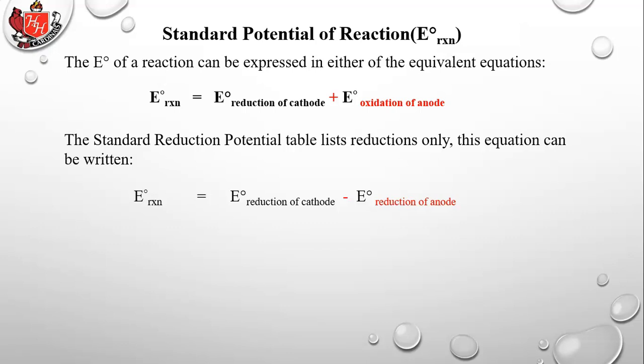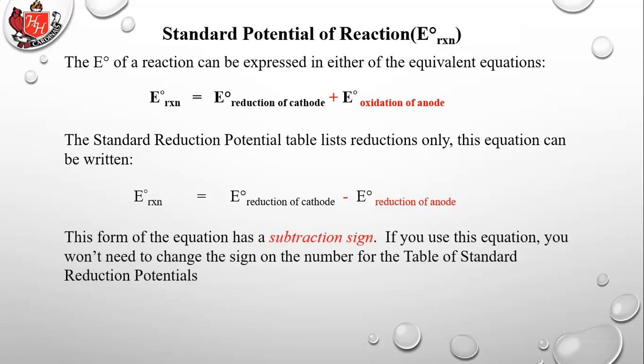It's the same thing. You just got to remember that the oxidation side of the reaction, if you get it off of that table of standard reductions, you're going to have to turn the number around. You're going to have to reverse the sign on the number. So this form of the equation has a subtraction sign. If you use this equation, you won't need to change the sign on the number for the standard table of reduction potentials. In other words, you could have left the zinc number as negative, and then you subtract a negative. That's the same as adding a positive.